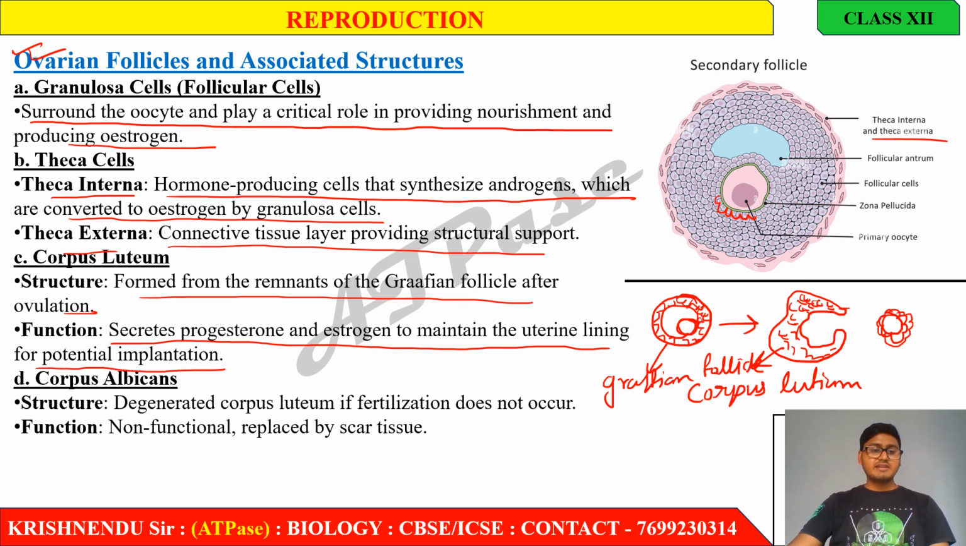Next, the corpus albicans, the structure of the degenerated corpus luteum if fertilization does not occur. Function: it is non-functional and replaced by scar tissue. If fertilization occurs, then the corpus luteum persists. But if fertilization does not occur, the corpus luteum degenerates, and after degenerating it forms the corpus albicans. Is it clear? It is very easy to learn. I hope this slide is very clear to you. Now move to the next slide.